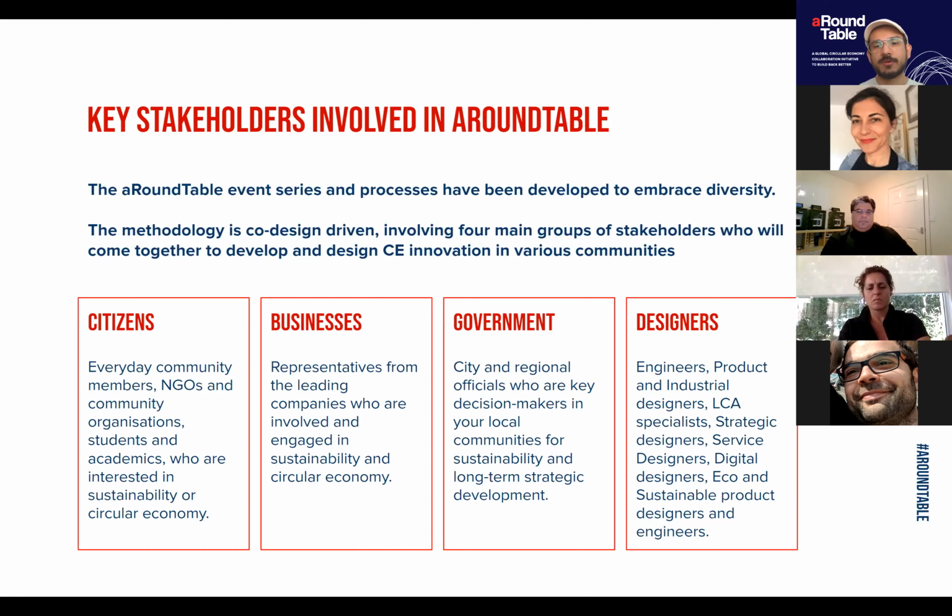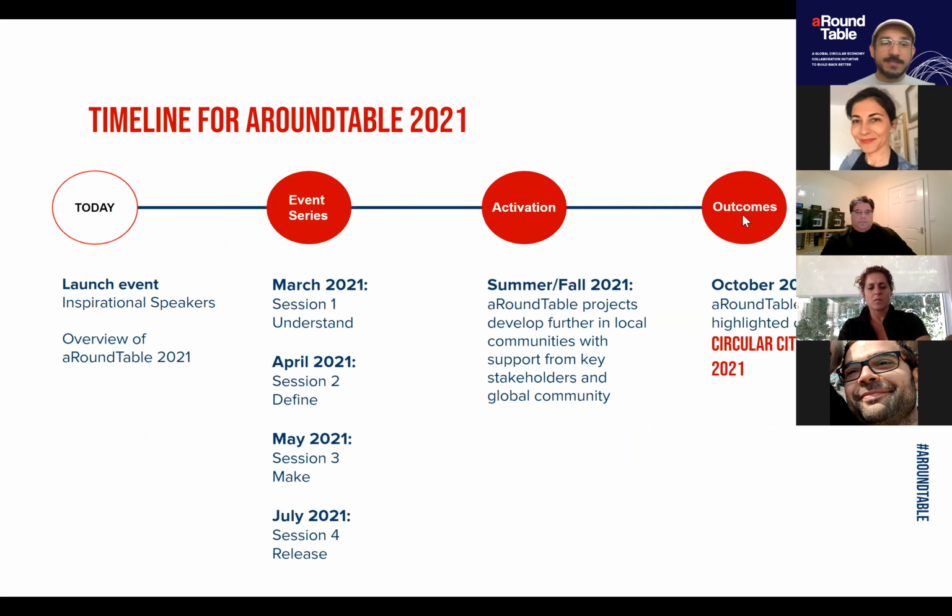So with a roundtable, we're hoping that this event series involves all these different kinds of stakeholders in order to get them to co-design and co-develop solutions locally within each of our communities. And essentially the timeline is, today is the launch for the event. We'll have one event every 4 to 6 weeks. So we're planning to have a first session in March, a second session in April, a third in May, and a fourth in July, following this design thinking process and all these steps to create circular solutions with all of our different community stakeholders.